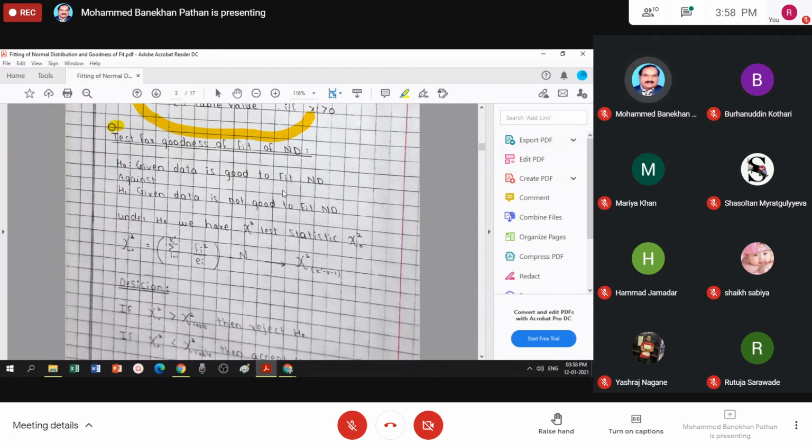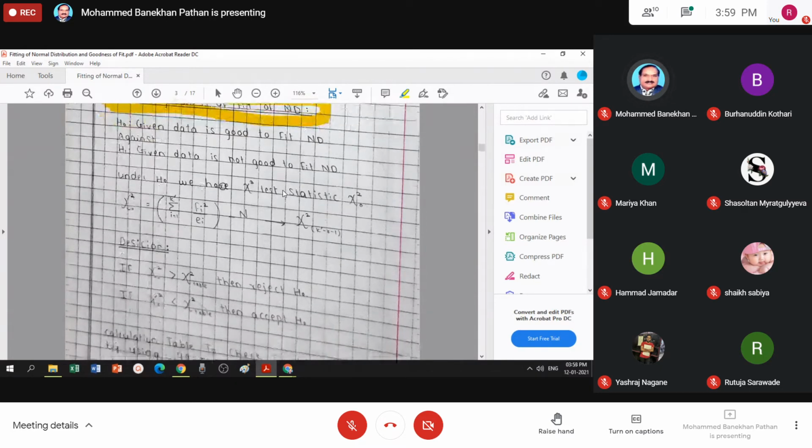Whenever we say test, you have to write some statement on the top of the test always. That is called a hypothesis. H naught is the null hypothesis, written as: the given data is a good fit, against H1: the given data is not a good fit to the normal distribution. So under H naught, we have a formula known as the test statistic.